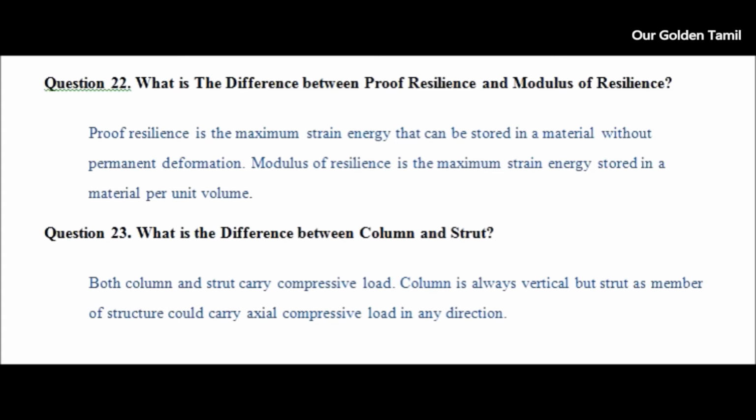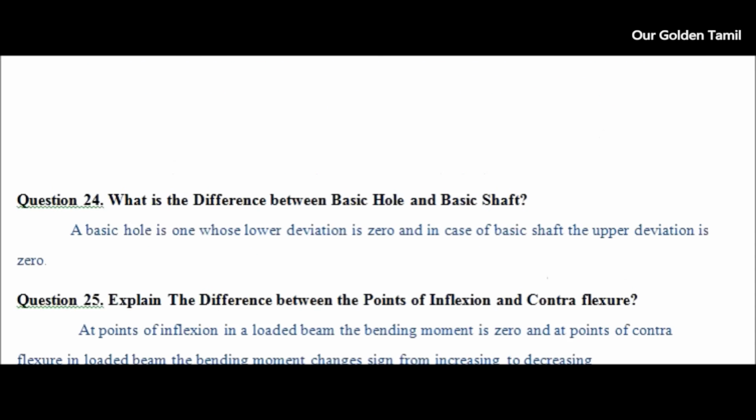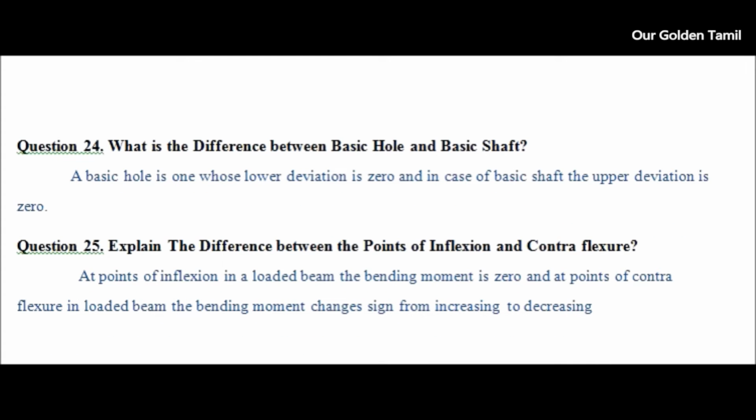Question 23. What is the difference between column and strut? Both column and strut carry compressive load. Column is always vertical but strut as a member of structure could carry axial compressive load in any direction. Question 24. What is the difference between basic hole and basic shaft? A basic hole is one whose lower deviation is 0 and in case of basic shaft the upper deviation is 0.